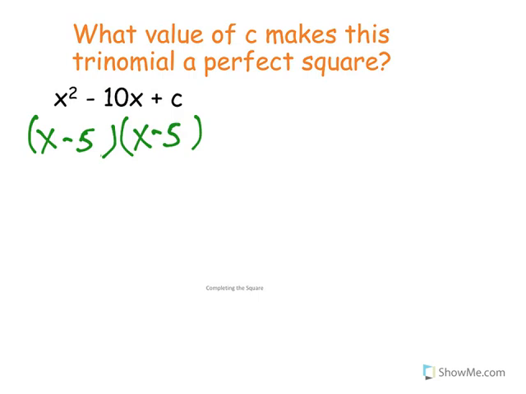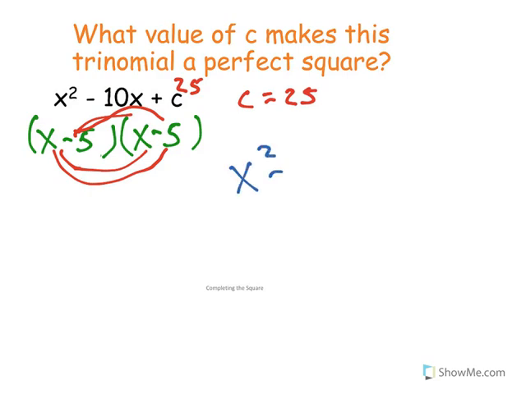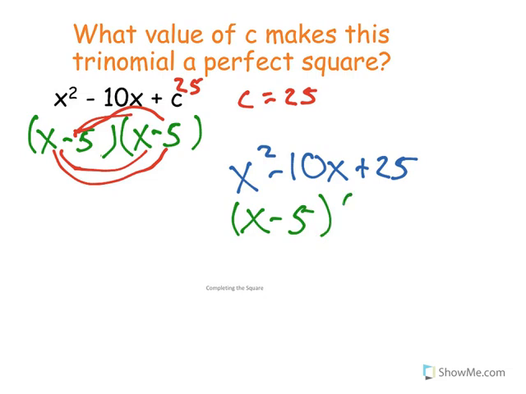So if I do the first 3 parts of FOIL, I get x squared, I get negative 5x and negative 5x, which is negative 10x, and I get negative 5 times negative 5, which is 25, which means that c is equal to 25. So let me double check this to make sure. If c is equal to 25, then I would expect this expression to have 2 equal factors. And of course it does. When I factor this expression, I'm looking for 2 factors of positive 25 that add up to negative 10. Those factors are negative 5 and negative 5, which means we can rewrite this as x minus 5 squared.